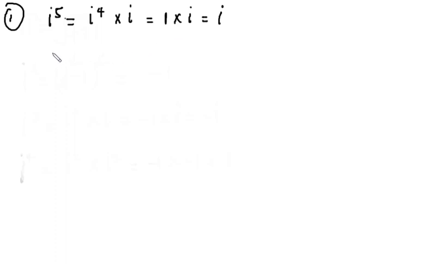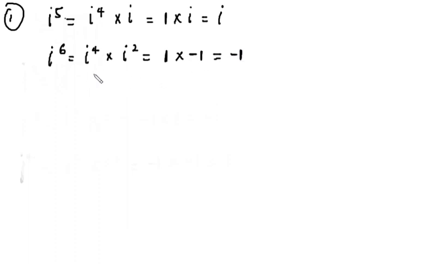Okay, so if we take another example, say i to the power of 6. i to the power of 6 can be broken down into i to the power of 4 times i to the power of 2. So this is equal to: i to the power of 4 is 1, and i to the power of 2 is minus 1. So 1 times minus 1 is equal to minus 1.